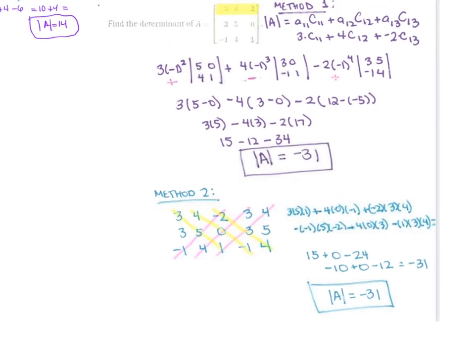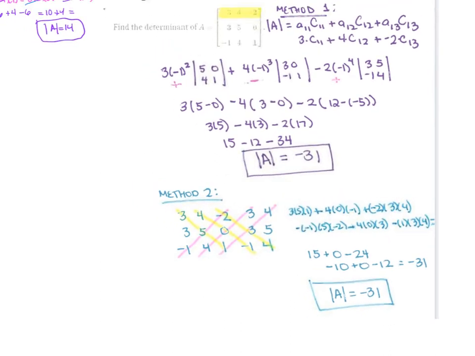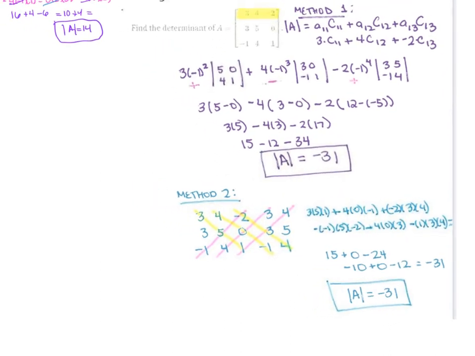Now, if you use method 2, you'll notice method 2 is kind of shorter. Again, it's up to you what you want to use. And so you still get the same thing. Again, just being very careful of multiplying and adding and subtracting correctly, applying your signs correctly.